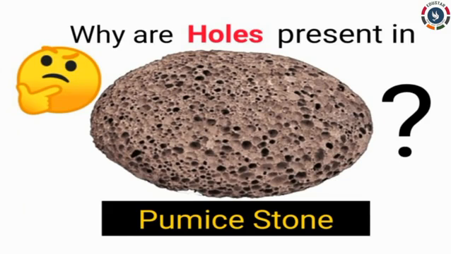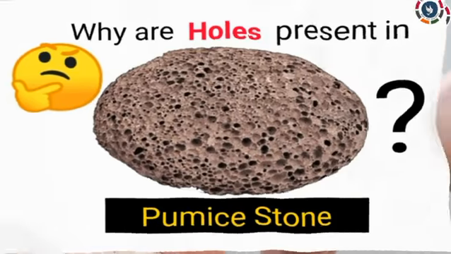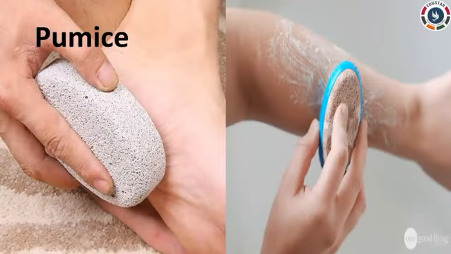Pumice is the only stone light enough to float on water. It is a light-colored igneous rock. It is used as a body scrubber and used in polishing the floors. It is also used by dentists in powdered form to polish teeth.